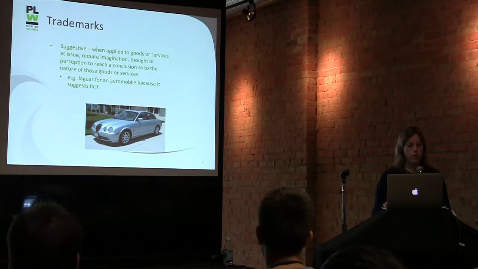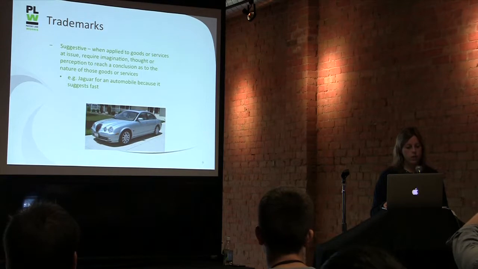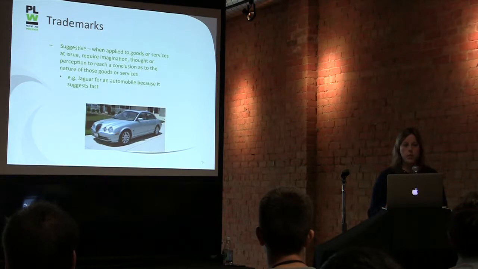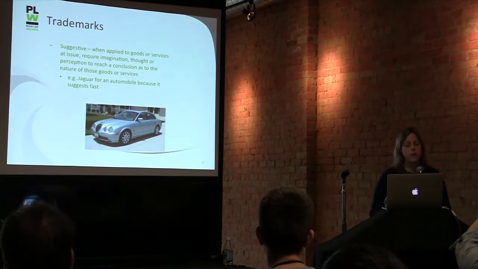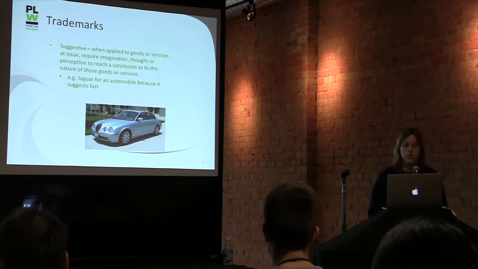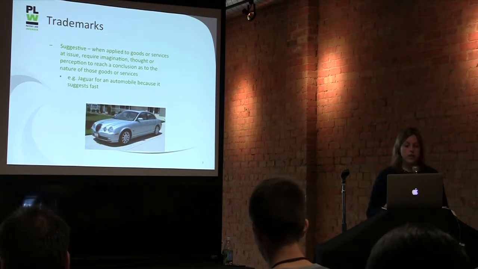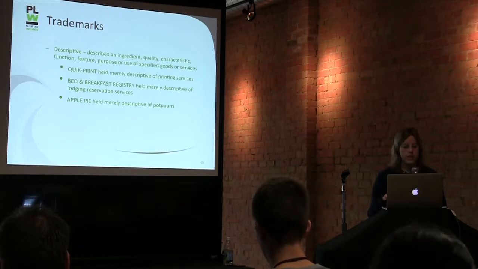Okay, so next on the level is suggestive. Suggestive marks, when applied to goods or services at issue, require imagination, thought, or perception to reach a conclusion as to the nature of those goods or services. So this is probably more like the sweet spot that you'd actually be looking for in terms of naming your software. One good example would be Jaguar for an automobile. Jaguars are fast creatures. The Jaguar car is a fast car.